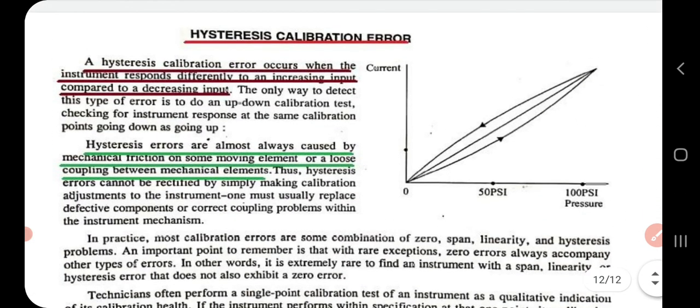Last one, hysteresis calibration error. It occurs when the instrument responds differently to an increasing input compared to a decreasing input. The only way to find out this error is to do an up-down calibration test, that is checking the instrument's response at the same calibration points. Hysteresis errors are always caused by mechanical friction on moving elements or loose coupling between mechanical elements, so they cannot be rectified by simply making calibration. However, one can replace those components with good ones or correct them according to the needs.